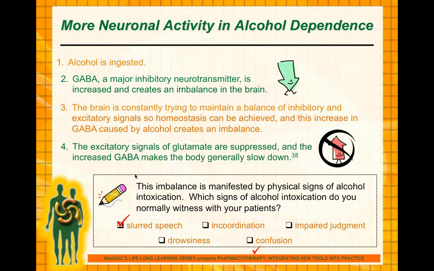So this is a little bit of a trick question. If you're thinking about it, it's the slurred speech. They're slowing way down. The incoordination, they're not working as well. Things are getting a little slow, impaired judgment. There's some confusion. There's drowsiness. Well, that directly ties back to probably what you're witnessing with your patients whenever they are under alcohol intoxication. It's because there's an overabundance of GABA, and glutamate's being suppressed, so their body is slowing down.